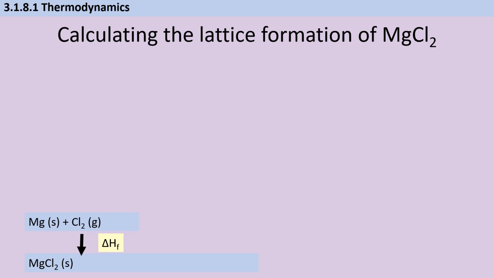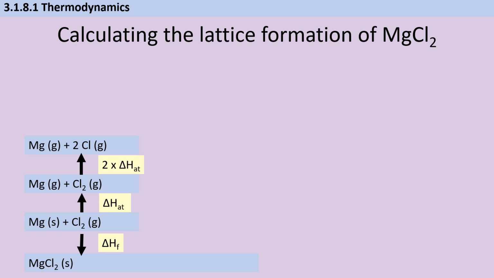Next, I need to turn both elements into gaseous atoms, and it doesn't matter which order I do these in, but I tend to always go metal first. So there's my standard enthalpy of atomization for magnesium, and then the next one tends to be the first point that things go wrong, because people forget that standard enthalpy of atomization is to make 1 mole of atoms, and here we're making 2. So my value will be double the value listed in the data table.